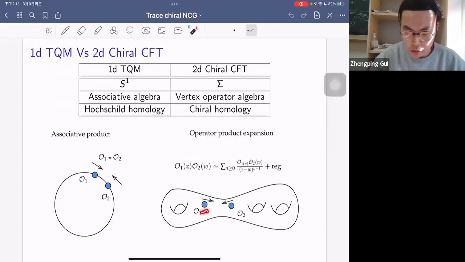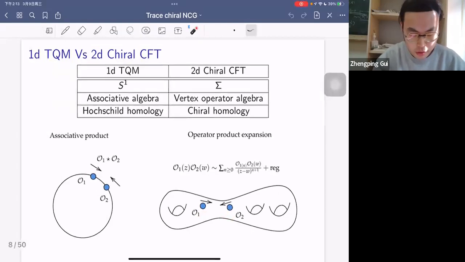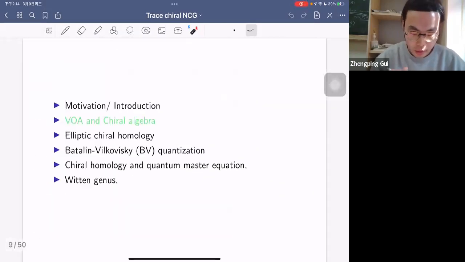So in this two-dimensional algebra, in one dimension you have only one direction for operators to approach each other. But in two dimensions, there is a kind of wireless way parameterized by the formal variables. Now I will briefly review the concept of vertex operator algebra and chiral algebra.